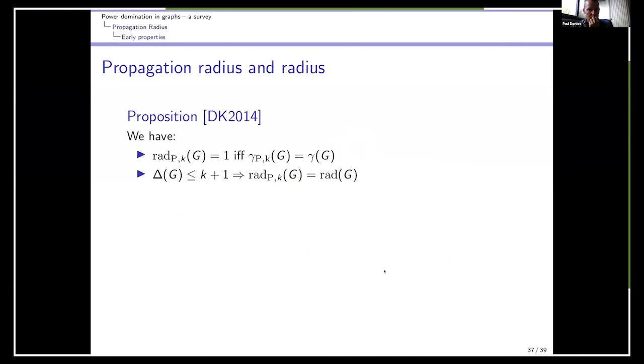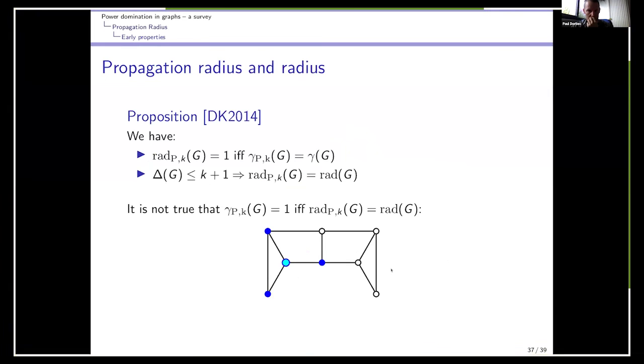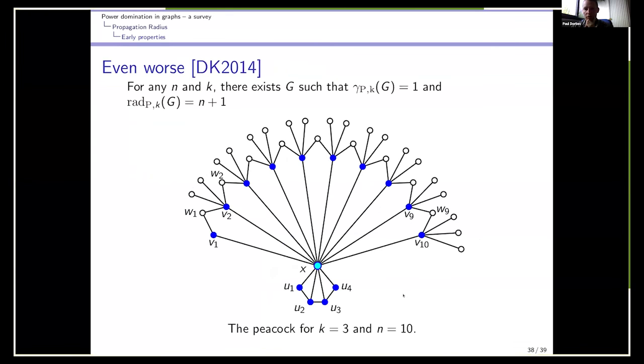And what is nice, let me skip. So we have also some heredity and non-heredity on the propagation radius. The radius of the graph is equal to 1 if and only if the power dominating set is actually a dominating set. And if the degree is large enough, then the radius is equal to the radius of the graph and the power propagation radius. So I just have a nice picture and I stop.